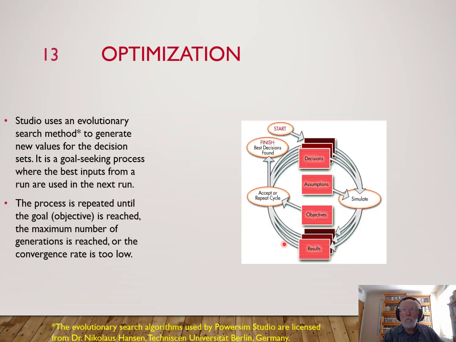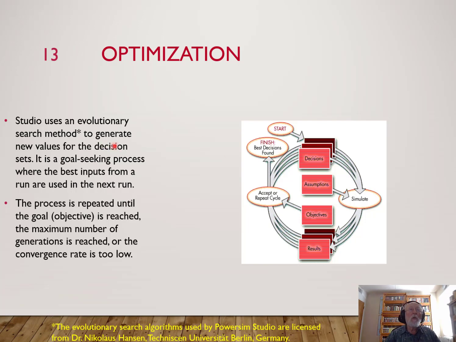And here's that rough flowchart. I have a start. I'm picking decision variables. I'm simulating, given the assumptions. Darn it, I'm setting my objectives. Maybe I'll switch mice here. Yes. I'm setting my objectives and I get my results, and I can accept or repeat the cycle, right? Boy, even my touchpad is misbehaving. And then it will finish when it thinks it's found the best decision.